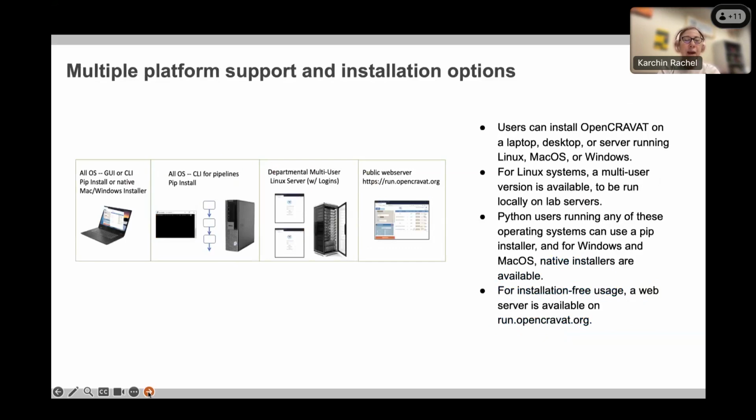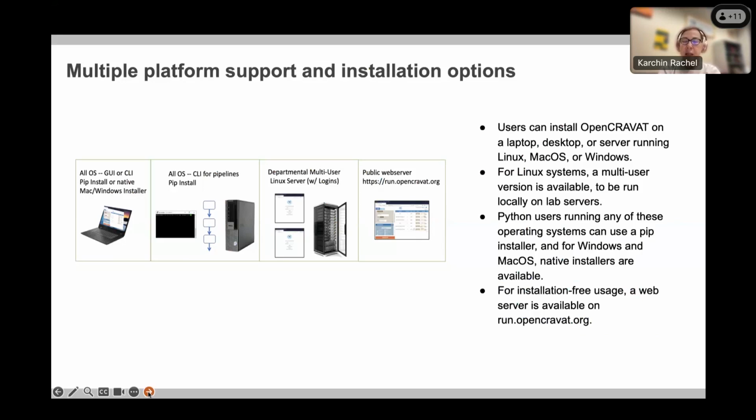One thing that we have done that makes OpenCRAVAT very different from our original web platform is that we have multiple endpoints. So there's many ways that you can run OpenCRAVAT. You can run it on the web, but you can also install it on your laptop, on a larger desktop or server machine. You can be running Windows, Mac OS, or Linux, and you will get exactly the same interface, the same GUI and the same command line interface that I just showed you.